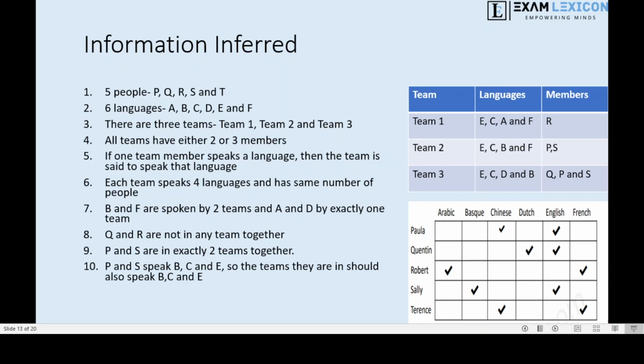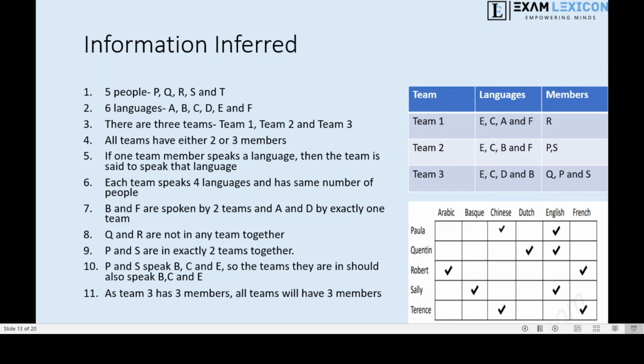Okay, so we can see that team 3 already has 3 members. And because all the teams have the same number of members, team 1 and team 2 will also have 3 members. So we have to find the remaining 2 members for team 1 and the remaining member for team 2. Okay, so if we look at team 1 as of now, we can see that they speak English, Chinese, Arabic and French, right? And Arabic and French are spoken by R. So if we look at Quinton, we know that both R and Q cannot be in any team together. So Quinton is not there in team 1 for sure.